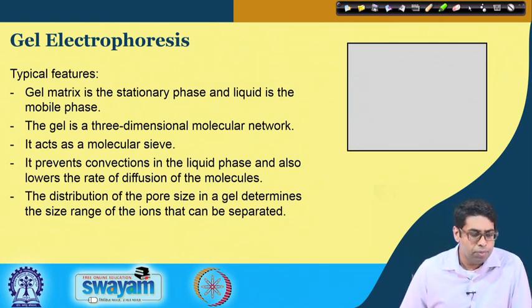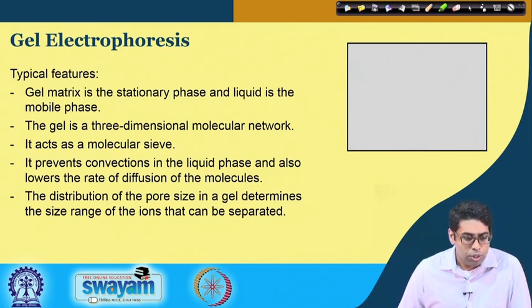So, these are some of the typical features of gel electrophoresis that are listed here. There are two phases. One is the gel matrix, which is the stationary phase, and another is the liquid, which is the mobile phase. The liquid is basically the buffer that we use, which has various ions. The gel matrix is made up of some polymer. In case of polyacrylamide, it is the polyacrylamide polymer, and the other one is the agarose polymer.